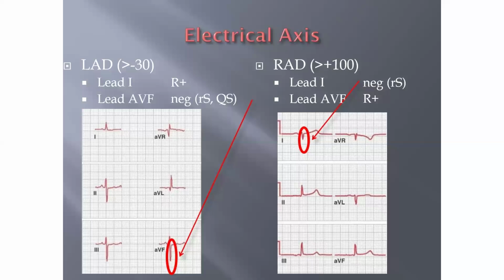The other one is the right axis deviation. When you have a negative lead 1 and a positive lead AVF, that is a right axis deviation. Right axis deviation is caused by right ventricular hypertrophy, chronic lung diseases, patients with COPD, pulmonary embolus, and ventricular septal defect. They might get a right axis deviation.